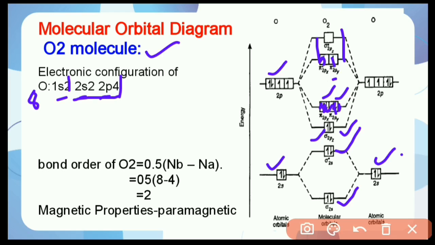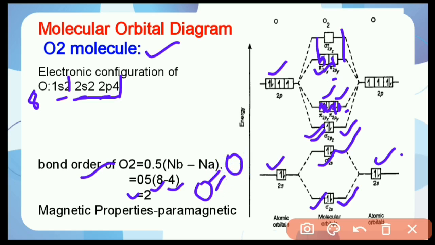Now calculate the bond order. When we calculate the bond order, the number of bonding electrons is 8 and there are 4 electrons in the anti-bonding molecular orbitals. When we calculate, we get the answer 2. It means the two oxygen atoms have a double bond.